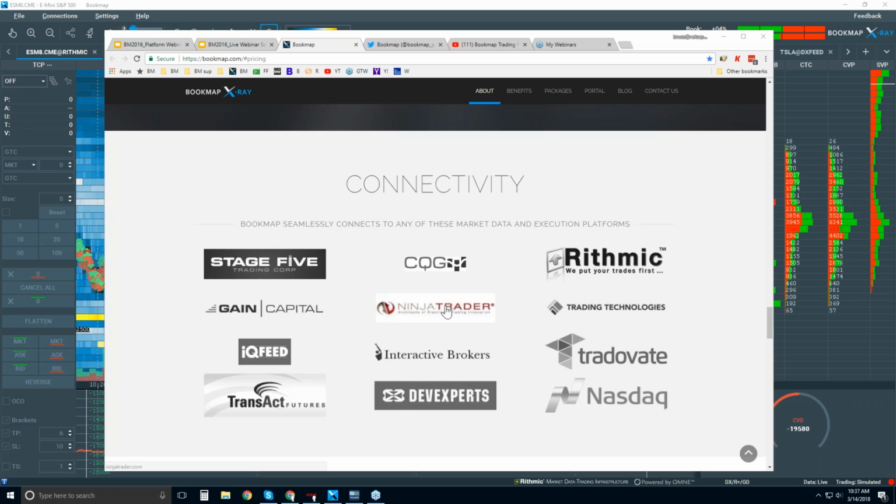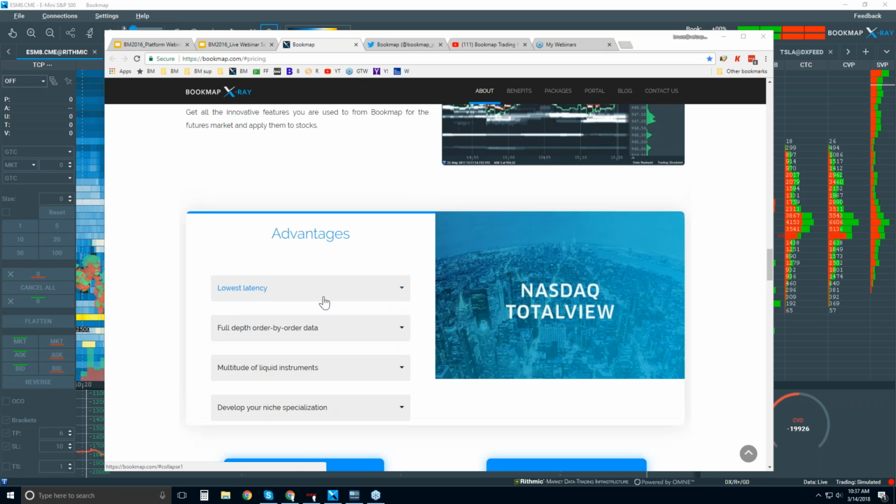You can see other platforms that are up here as well: NinjaTrader, TTX Trader Pro, and Interactive Brokers Trader Workstation. We also connect via the API of these 3 platforms. However, we are a platform just like they are, so you can connect directly, and we prefer it. So connect directly to CQG, Rhythmic, Gain, IQ Feed, Transact, and Dev Experts. This Dev Experts here is for NASDAQ Total View. This is for the Bookmap for equities part that you can see up here.